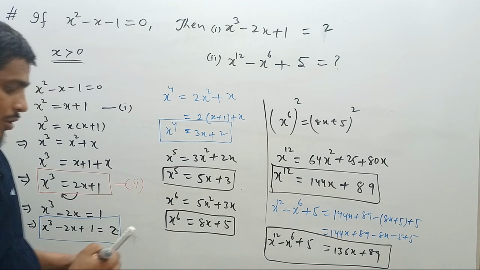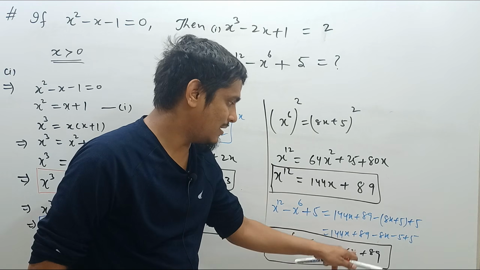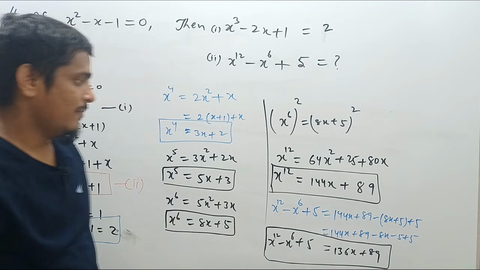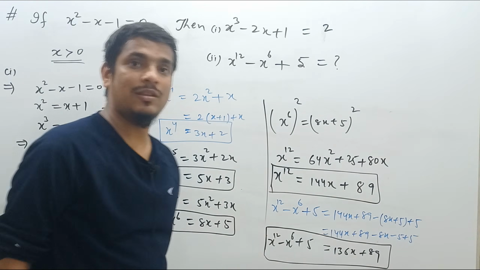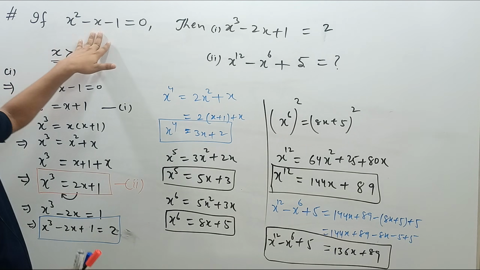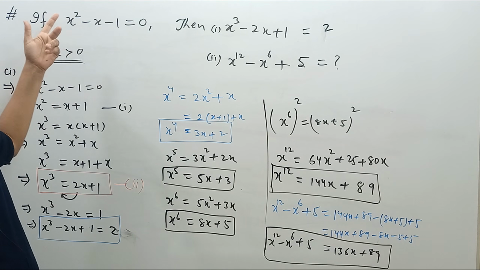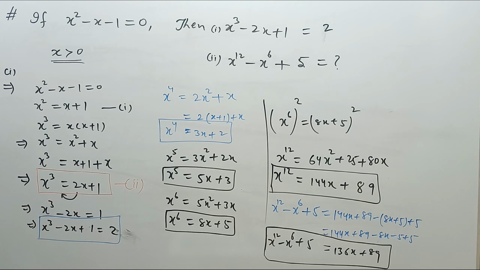So we got the value of x to the power 12 minus x to the power 6 plus 5 is equal to 136x plus 89. Means we need the value of x. So how we can find the value of x? We have given this quadratic. So you know how we can solve the quadratic equations? You can go for the quadratic formula, right?